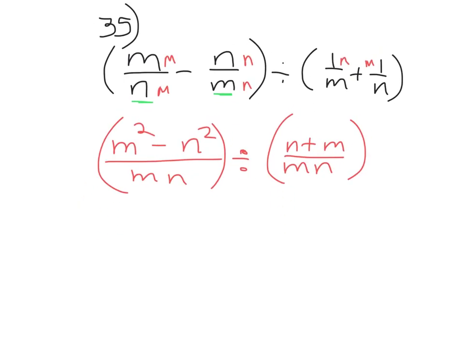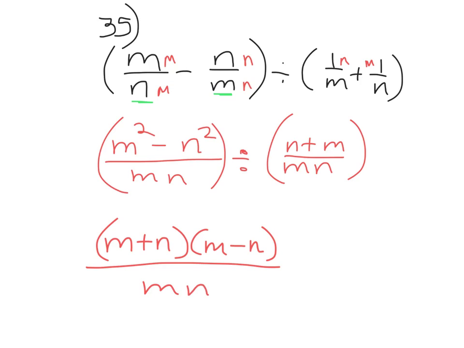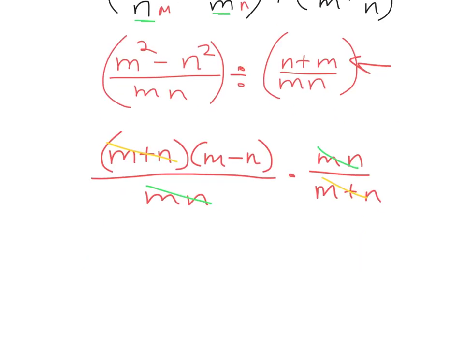Now, when I go to divide, remember we do a keep, flip, change, or a stay, change. This will stay. Actually, I could factor this. This is the difference of two squares. So I'm going to factor this into m plus n and m minus n over mn. I'll flip this to the reciprocal. I'm going to write this in ABC order. I'm going to flip this and put the m and then the n. So notice what will cancel here, the mn's, and then also the m plus n. So this will leave me with my final answer here of m minus n.